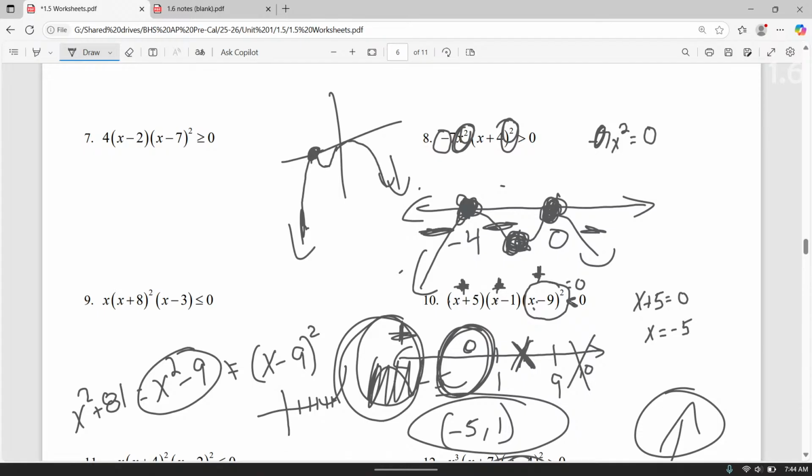So it's got to look something like that. So that graph is never greater than. That looks like a 7, right? Greater than is 7.